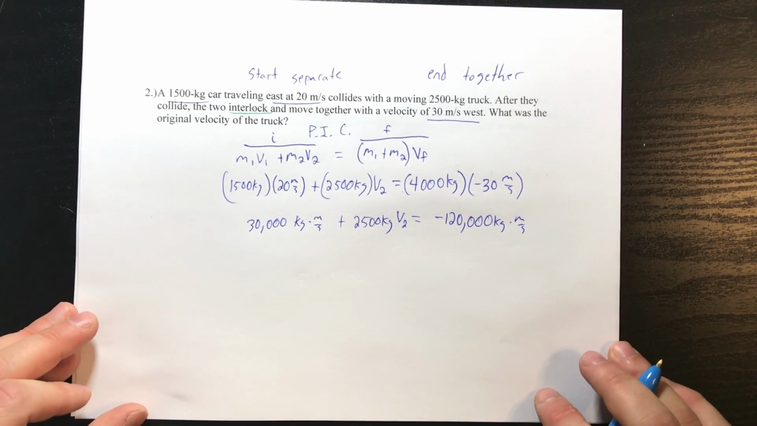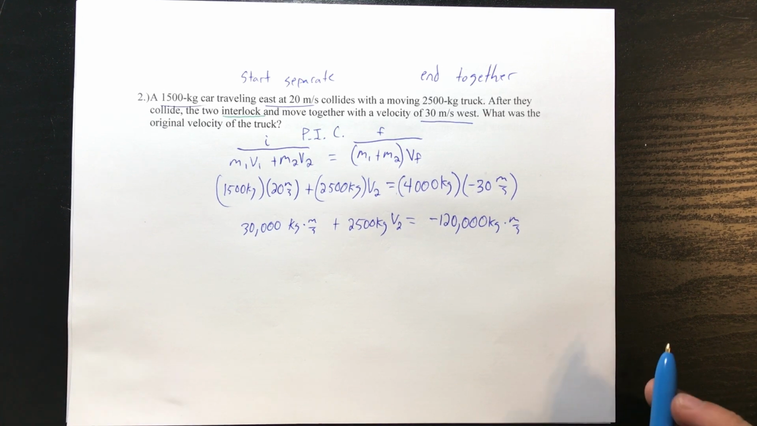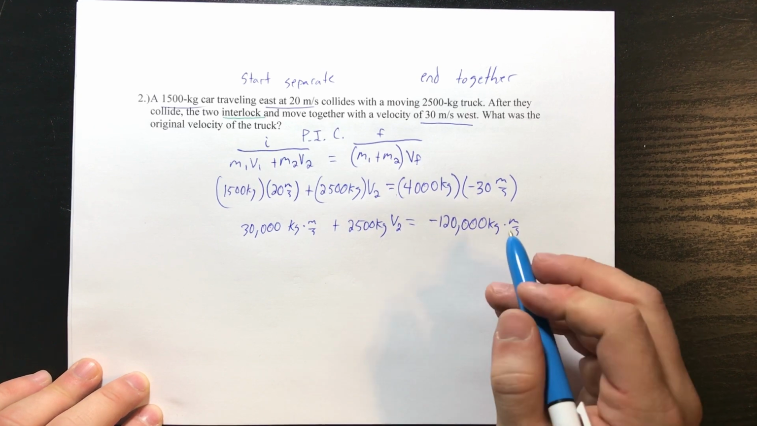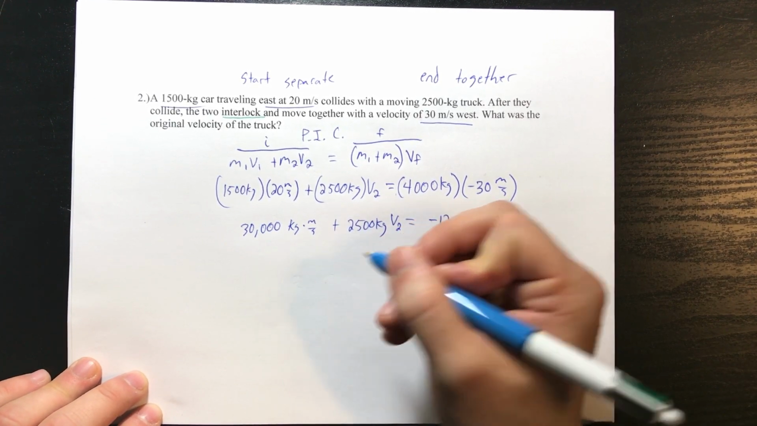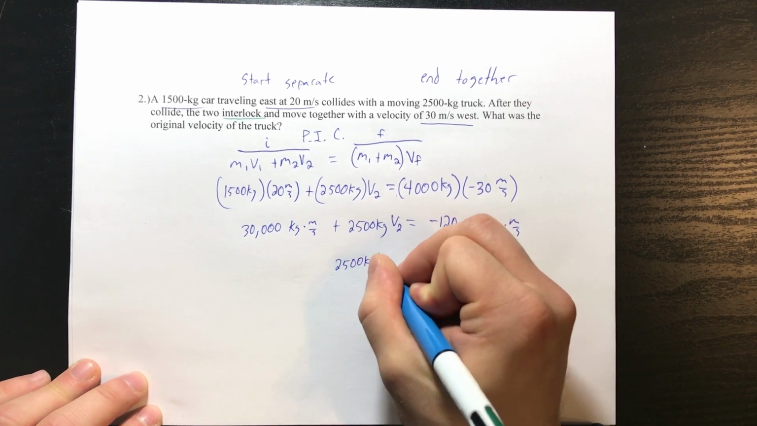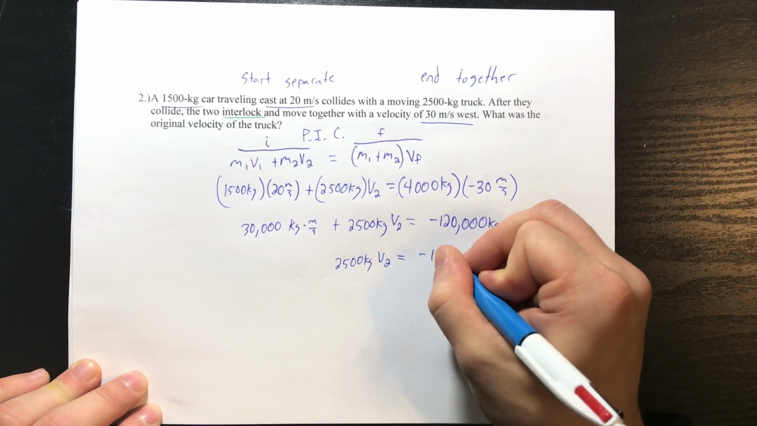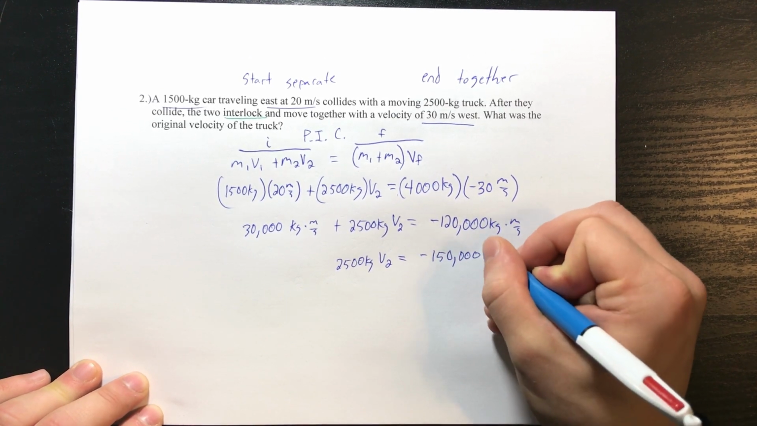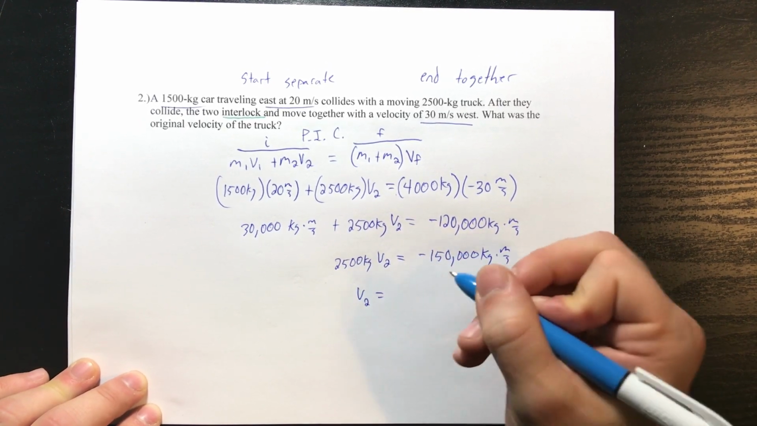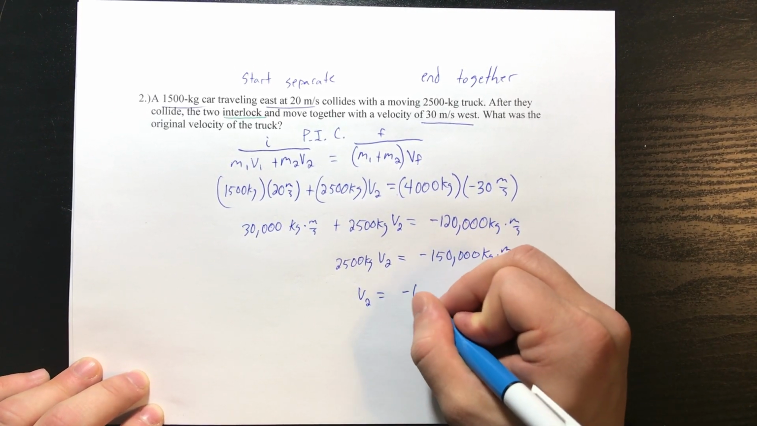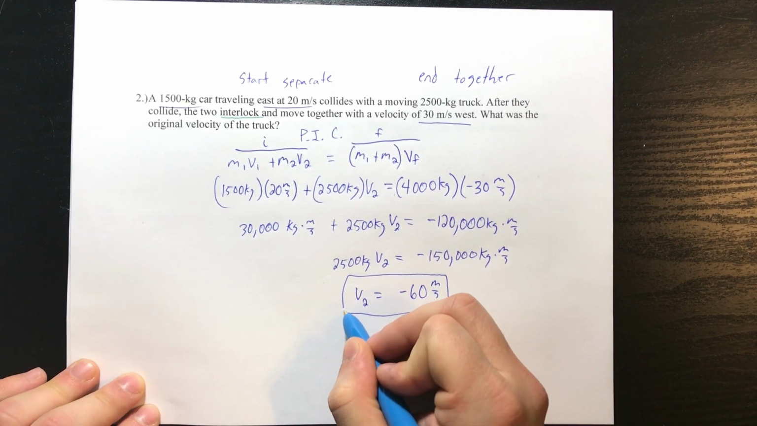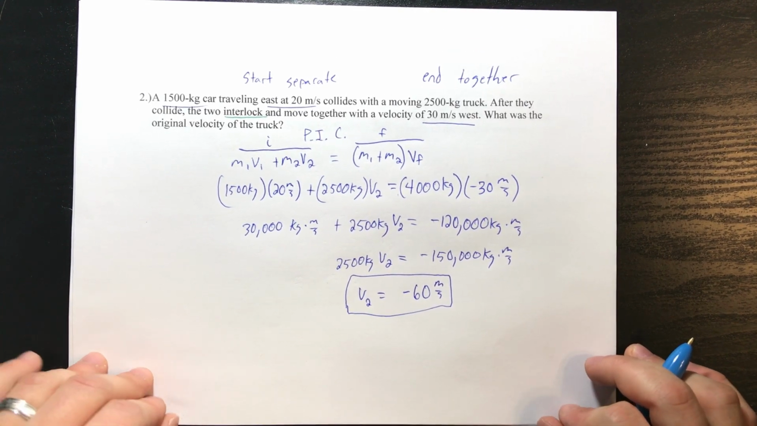So now solving this, we need to go ahead and subtract over the 30,000 and then divide by 2,500. Essentially what you're going to get is 2,500 kilograms times v2 is equal to negative 150,000 kilograms times meters per second. Then dividing by the 2,500, we'll get v2 is equal to negative 60 meters per second, meaning the truck was initially traveling westward at 60 meters per second.